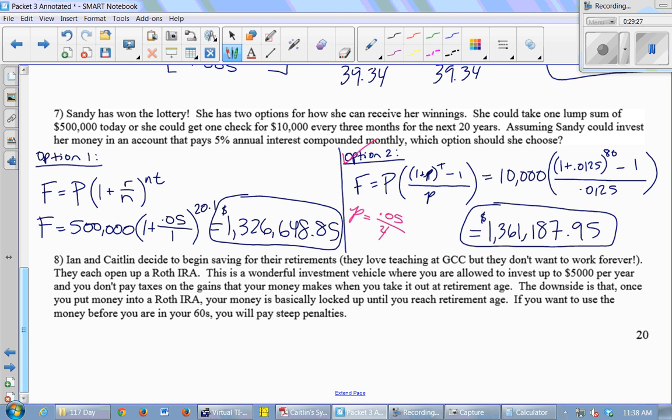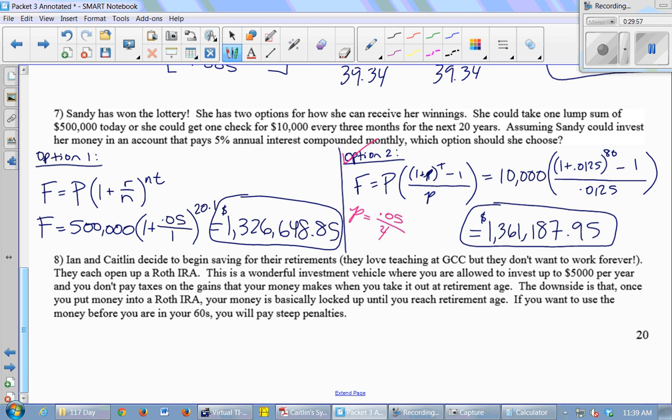It allows you to invest up to $5,000 per year. You put in the money after taxes were taken out from your paycheck. So after you get your net pay, you can put $5,000 away per year. And you do not have to pay taxes on the gains, right? So when you retire and you take that money out, you don't have to pay taxes on the money you made through this investment.